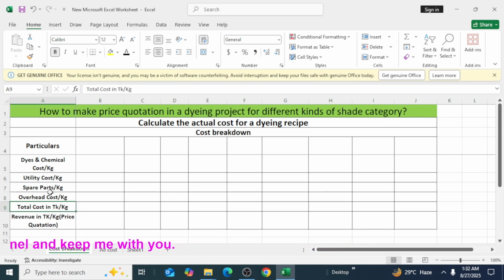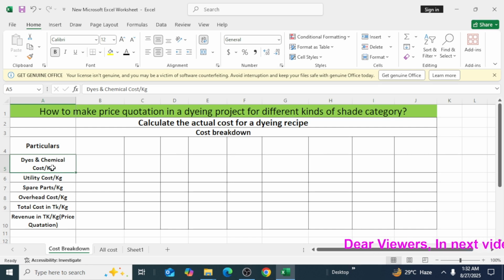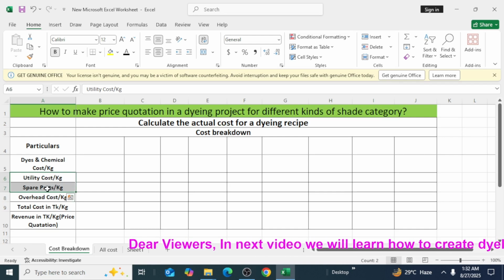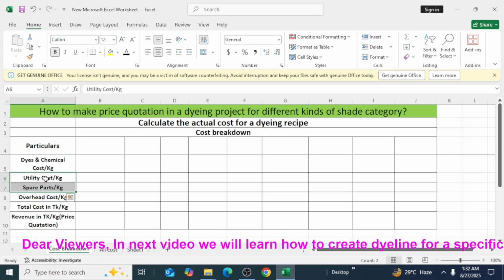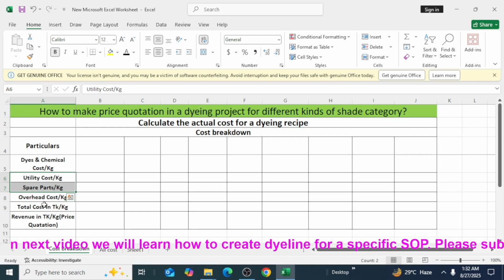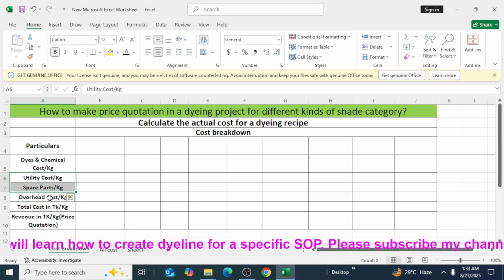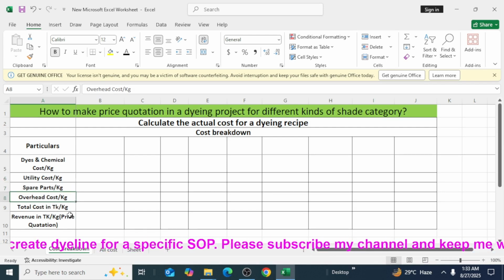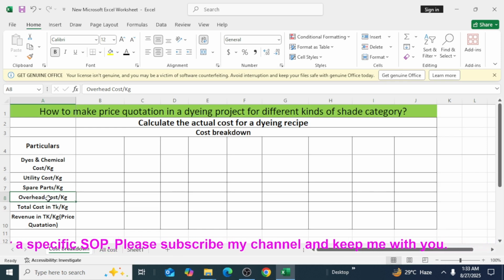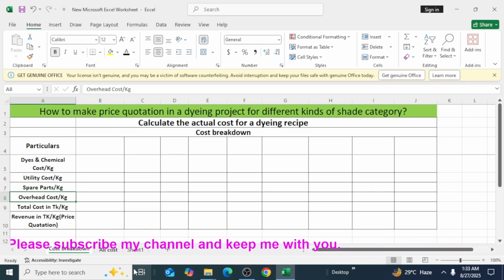Dear viewers, you will get dyes chemical cost per kg in production department, and utility cost and spare parts cost you will get in maintenance department, and overhead cost you will get in HR department.